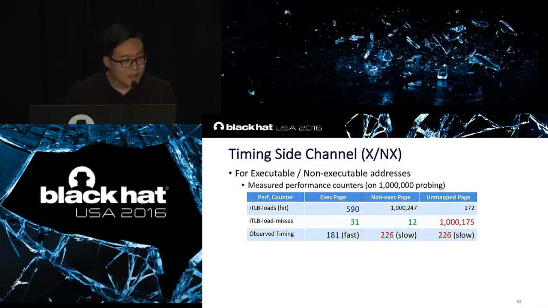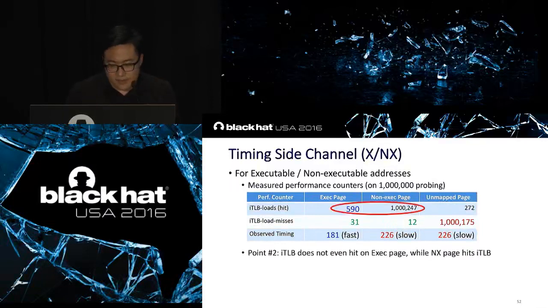And the second point to focus on is that there is not even a TLB hit on accessing an executable address. The TLB hit count is around 590 among the 1 million probes. So the TLB is not even accessed when accessing a kernel address in an executable way. So we think that the ITLB is not even involved in the fast path. Then what will be the reason?